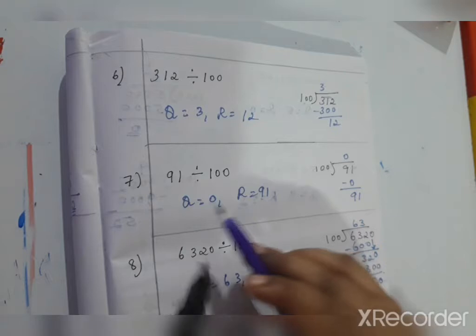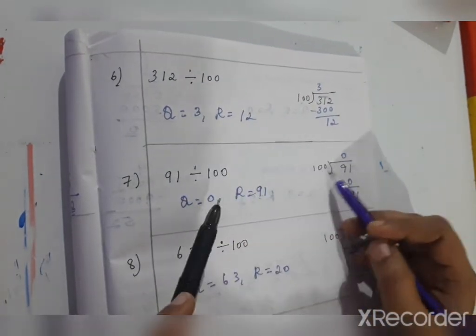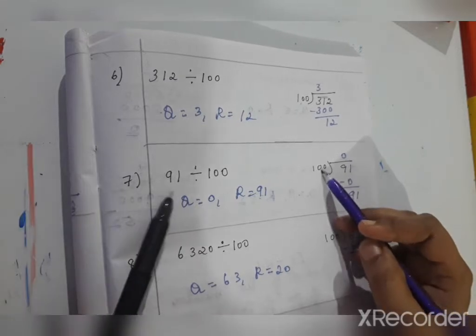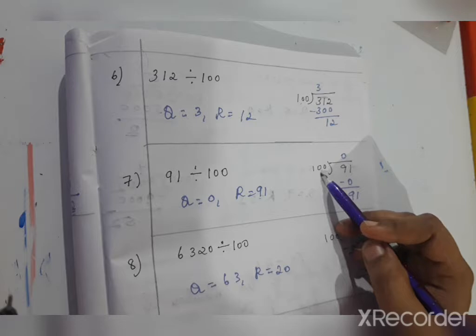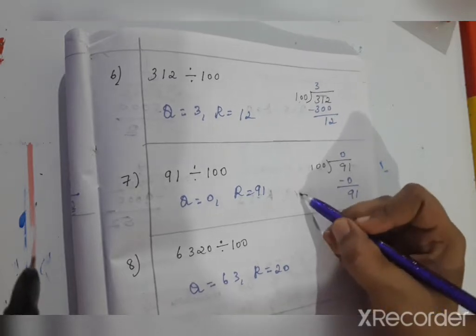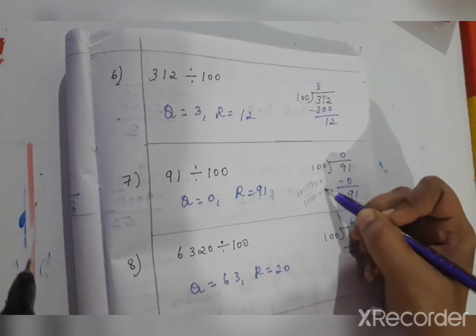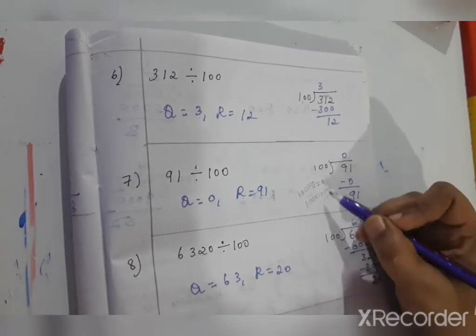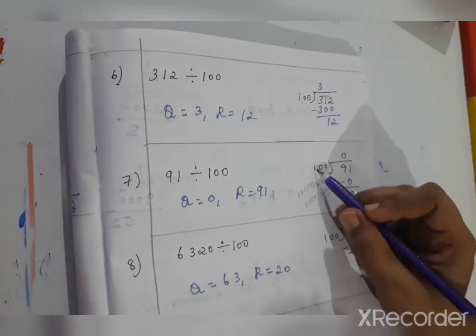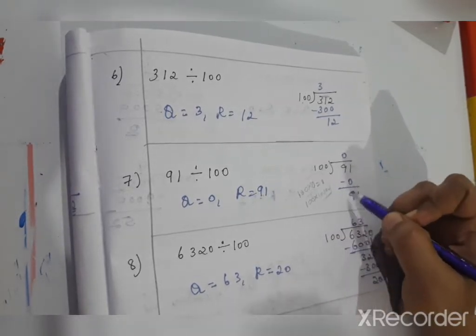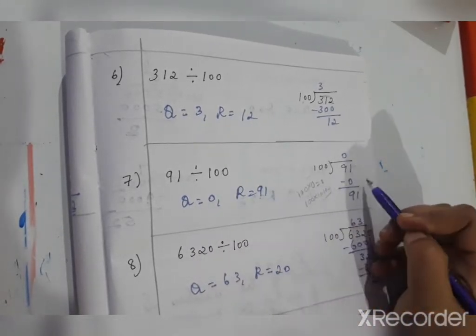Now 91 divided by 100, the 7th question. 100 here, 91. The dividend is less than the divisor. 100 zeros are 0, and 100 ones are 100, which is greater than 91. So we consider 100 zeros are 0 and the remainder is 91. The quotient is 0 and the remainder is 91.